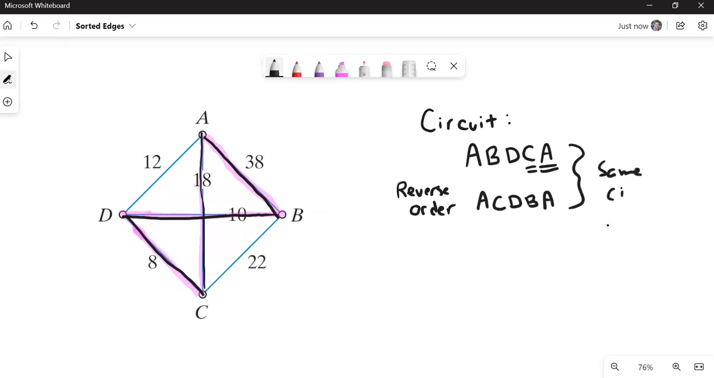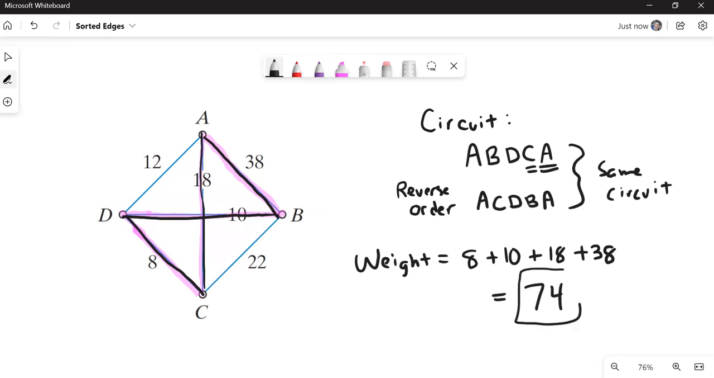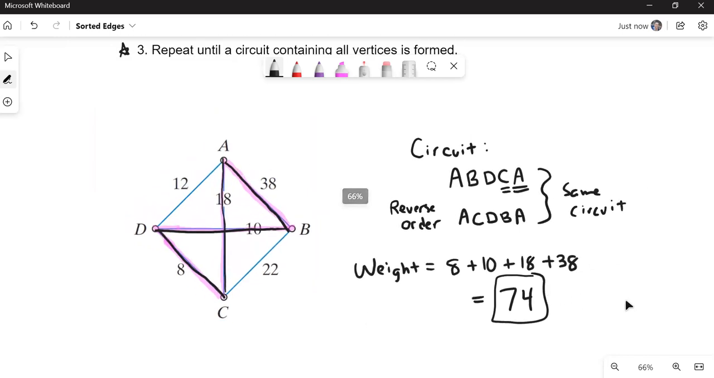Okay, same answer. Now, the problem with this is that this was a strategy, but the goal was to find a weight that was small. But the weight of this particular circuit is 8 plus 10 plus 18 plus 38. And I'm going to go ahead and add that up on my calculator. But the problem is we don't necessarily know or even think that that's probably the smallest weight. So alas, this is a new method, but it does not always give us the best answer either.